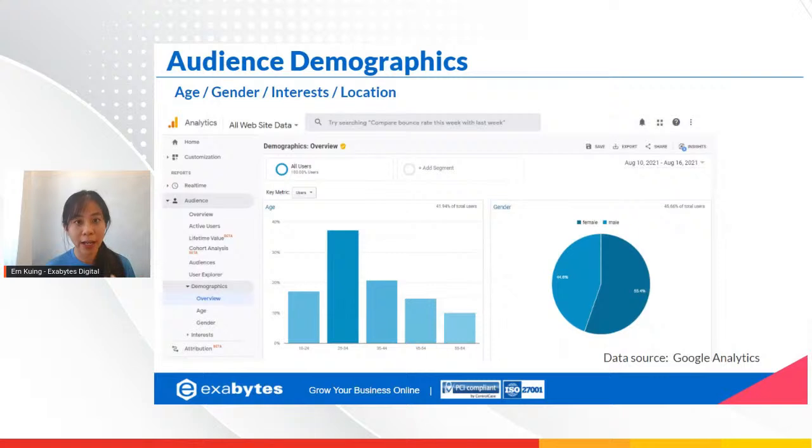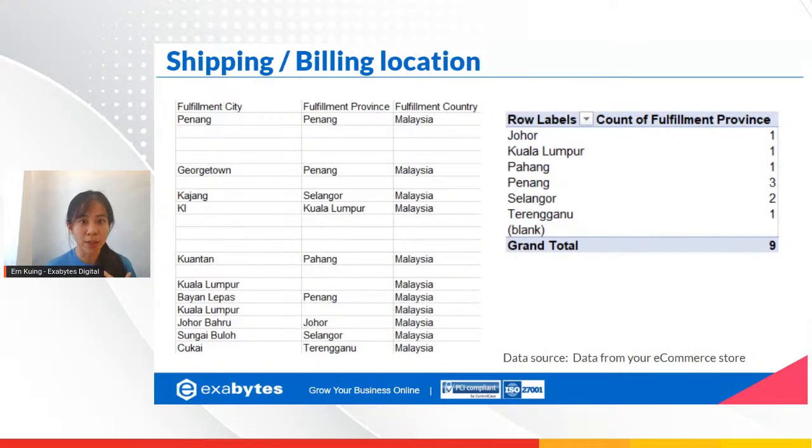So you can look at Google Analytics to find more information about your audience demographics, such as age, gender, interests, and location. You can also get data from your e-commerce store, such as shipping address and billing address, to know where the location of your customers is. And using age, gender, and location data, you will be able to set more accurate targeting on Facebook and also reduce your advertising spend to reach the correct target audience.